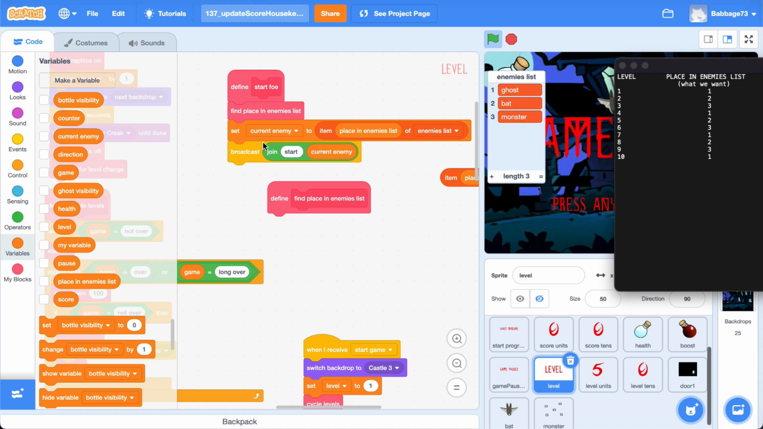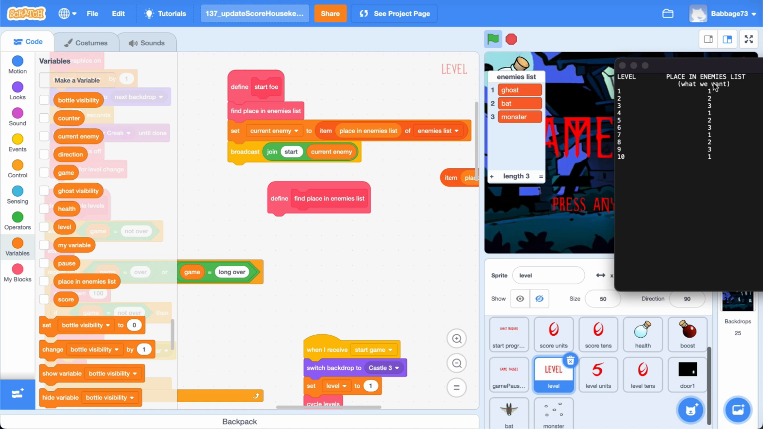And we set up a little bit of a structure here where we said, okay, we're going to find something that finds our place in the enemies list and gives us the right number, puts it in this variable here, place in enemies list, and then we use that to find the monster. So the idea was, once we define it, if we're at level 1, then place in enemies list will be 1. If we're in level 2, place in enemies list will be 2. At level 3, it will be 3. But at level 4, place in enemies list will be 1. And back to 2, 3, 1, 2, 3.